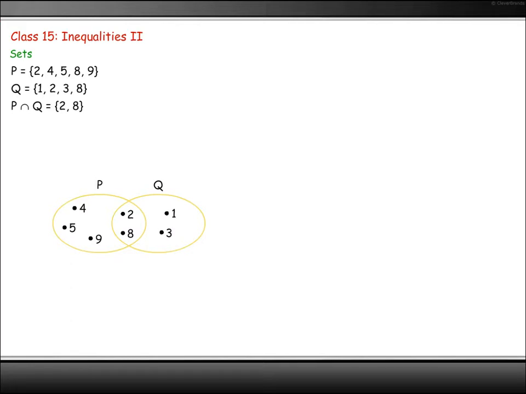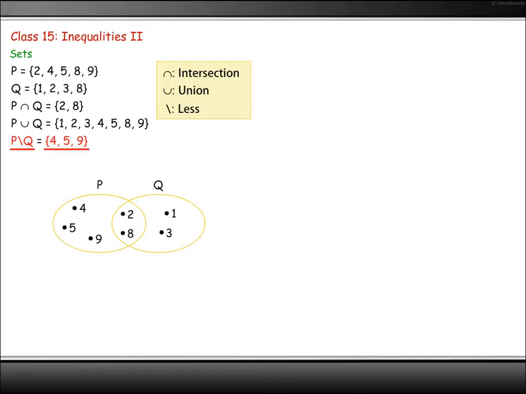The main operations on sets that you need to know are: P intersection Q, the elements common to P and Q. P union Q is all the elements in P and Q. P less Q are the elements in P that are not in Q. Q less P are the elements in Q that are not in P.